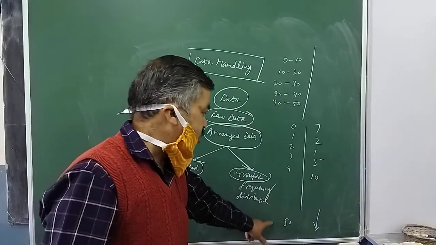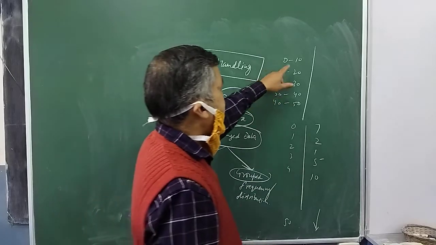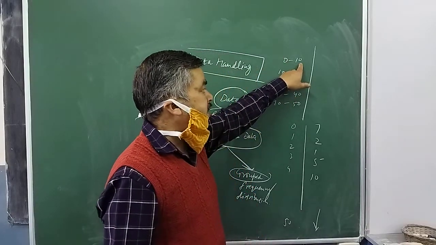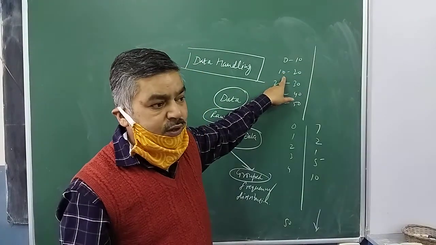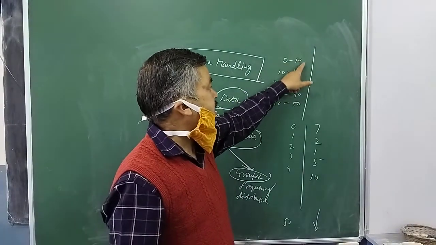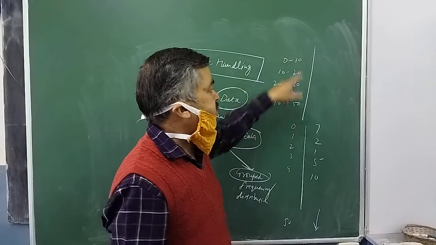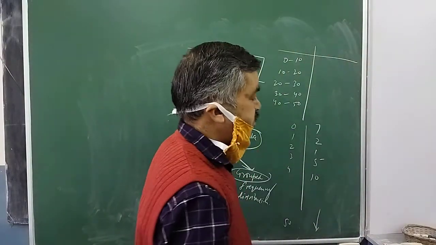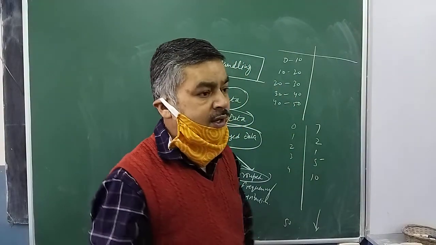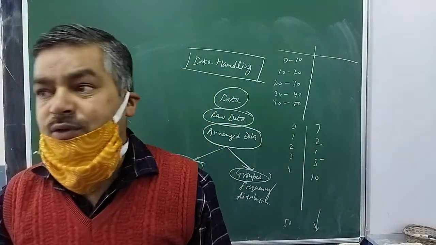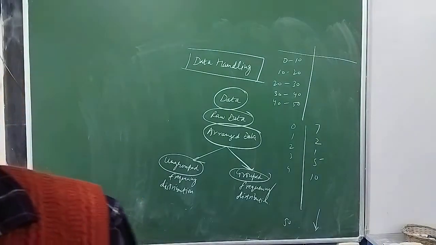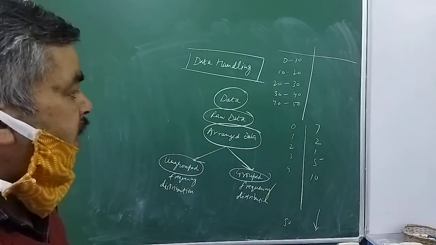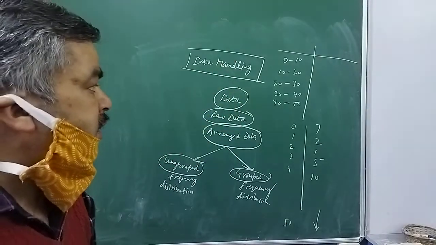Now this is the exclusive form. 10 will not be counted here. 10 will be the part of your next group. These are called the class intervals. So I am saying groups, but from the statistics language point of view, these are known as class intervals, in which 0 is its lower limit and 10 is its upper limit, and respectively their frequencies.